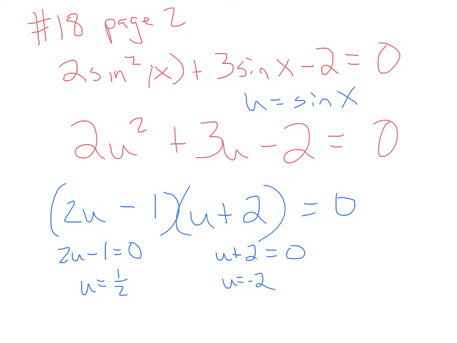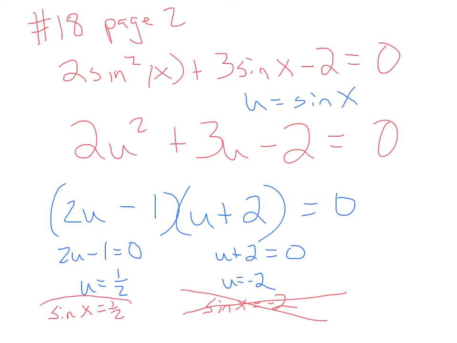Now naturally, we can't stop there because our question was in terms of x. So what we have, in fact, is sine of x equals 1/2 or sine of x equals negative 2. And if we think about this graphically, the sine curve bounces between plus and minus 1. So this will never happen. So we don't have to solve that piece. The other piece, however, does happen.